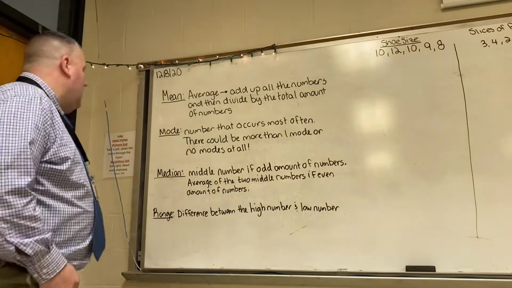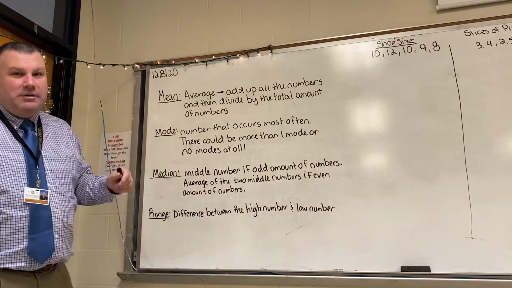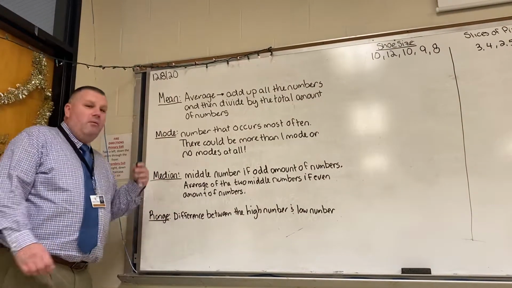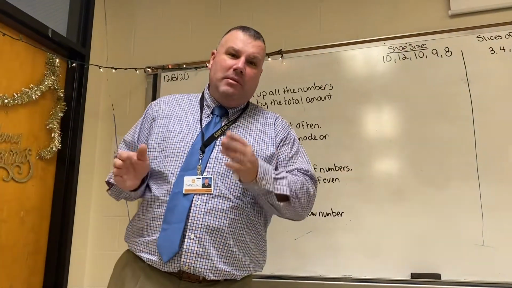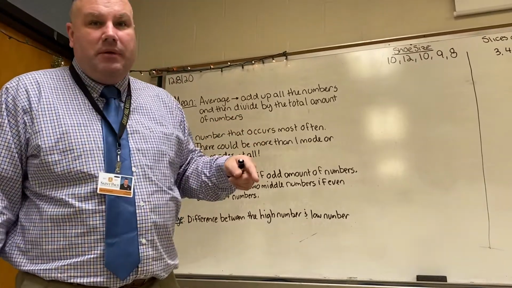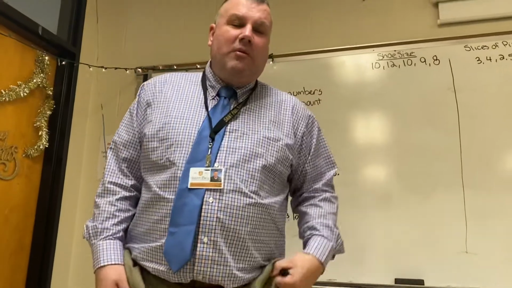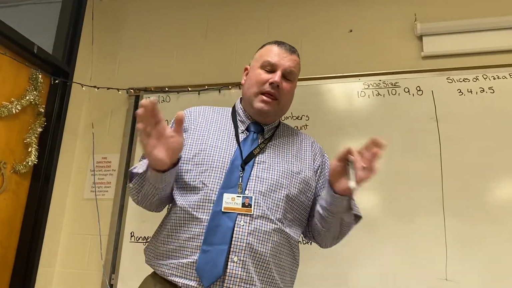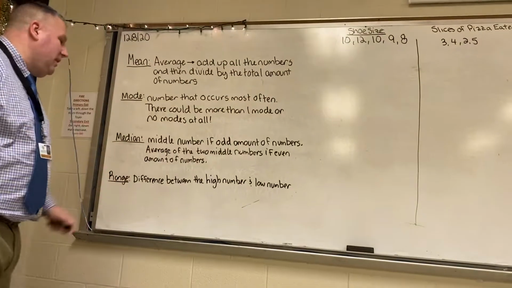The median is the middle number if there is an odd amount of numbers. What you're going to do is arrange the numbers from either low to high or high to low, and it'll be the middle number if there are an odd amount of numbers. I'll explain this. If there's an even amount of numbers, after you've arranged them, it would be the average of the 2 middle numbers. I'll explain that. I've got 2 different examples over here to show you.